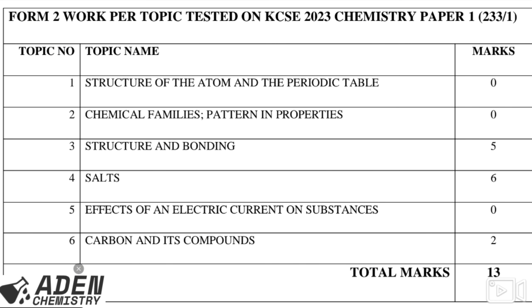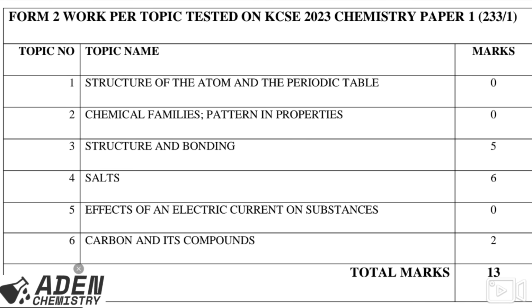So that means when we are dealing with chemistry paper 1, the first question most probably will be from the periodic table topics. For example, in KCSE 2023 chemistry paper 1, the first question was from Structure and Bonding. Students were asked to draw dot and cross diagrams to illustrate bonding in nitrogen and also fluorine molecule. So in the year KCSE 2024, it may happen that they can make question number 1 from the structure of the atom and the periodic table concept, or maybe chemical families, pattern and properties concept, or they may repeat Structure and Bonding.